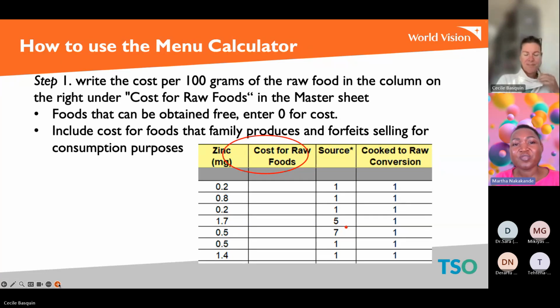So the first step when you're using the calculator is to write the cost per 100 grams of the raw food in that column that is called cost of raw foods. For foods that are obtained for free, you put 0. So how do you calculate the cost of raw foods? I'll give an example. Next slide.